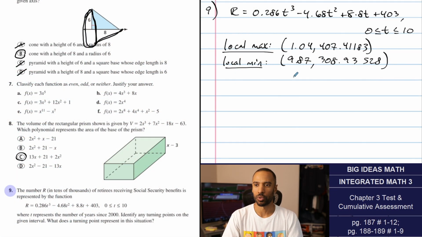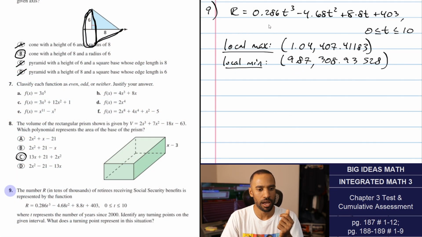So there is a local minimum. There is a local minimum. I didn't know. Now I do. Local minimum at 9.87, 308.9 3528. Okay, let's go ahead and interpret what we're looking at here.